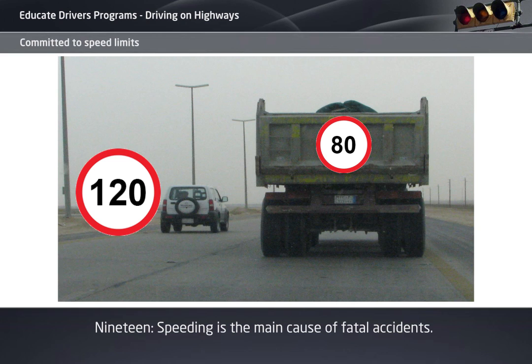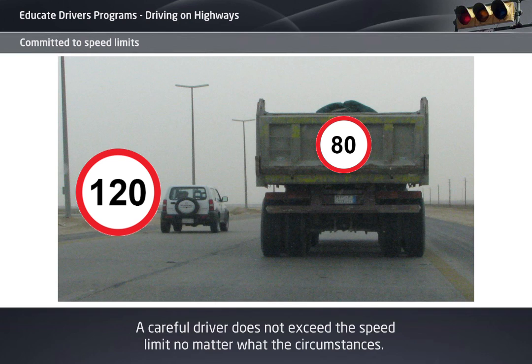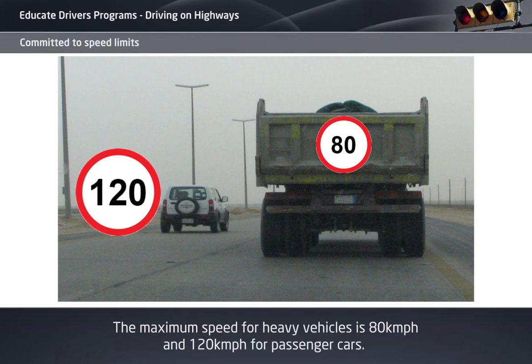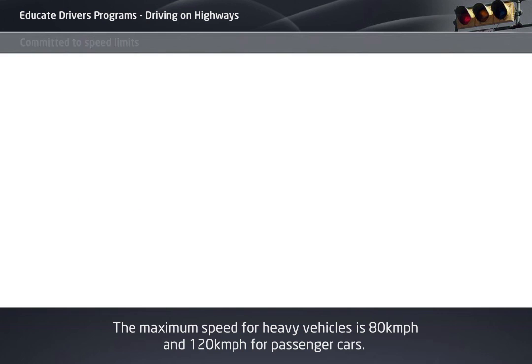19th. Speeding is the main cause of fatal accidents. A careful driver does not exceed the speed limit no matter what the circumstances. The maximum speed for heavy vehicles is 80 km per hour and 120 km per hour for passenger cars.